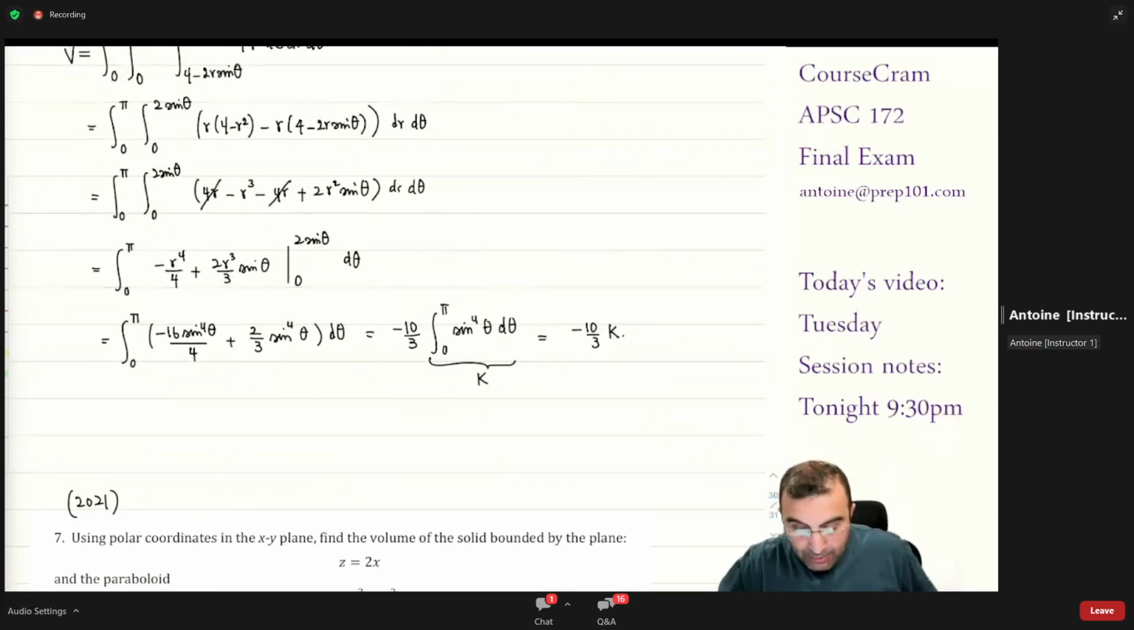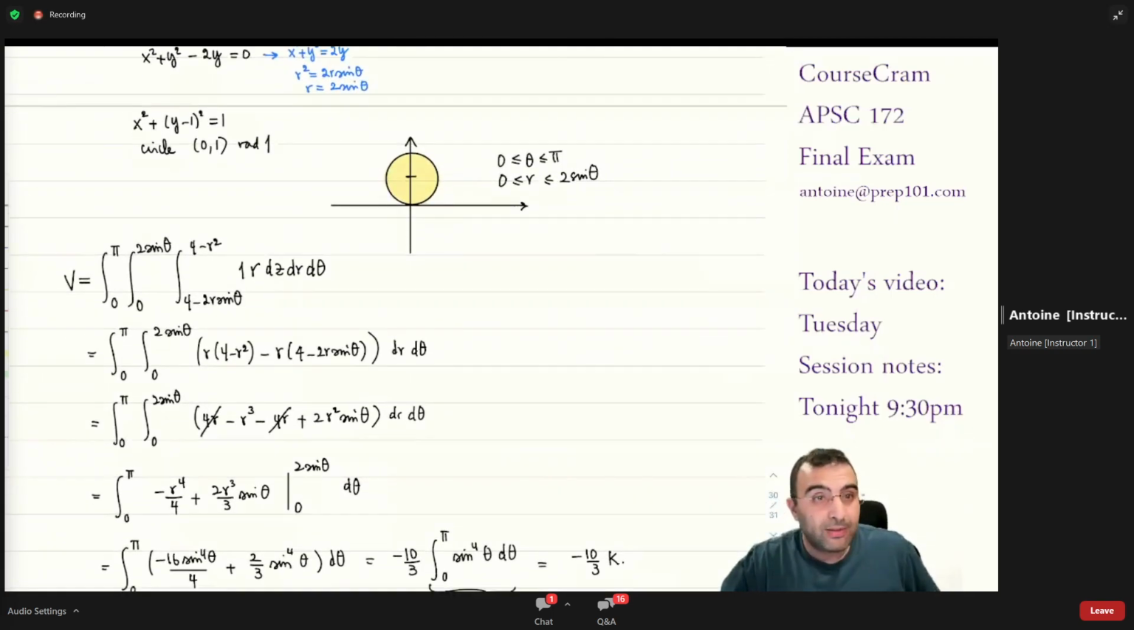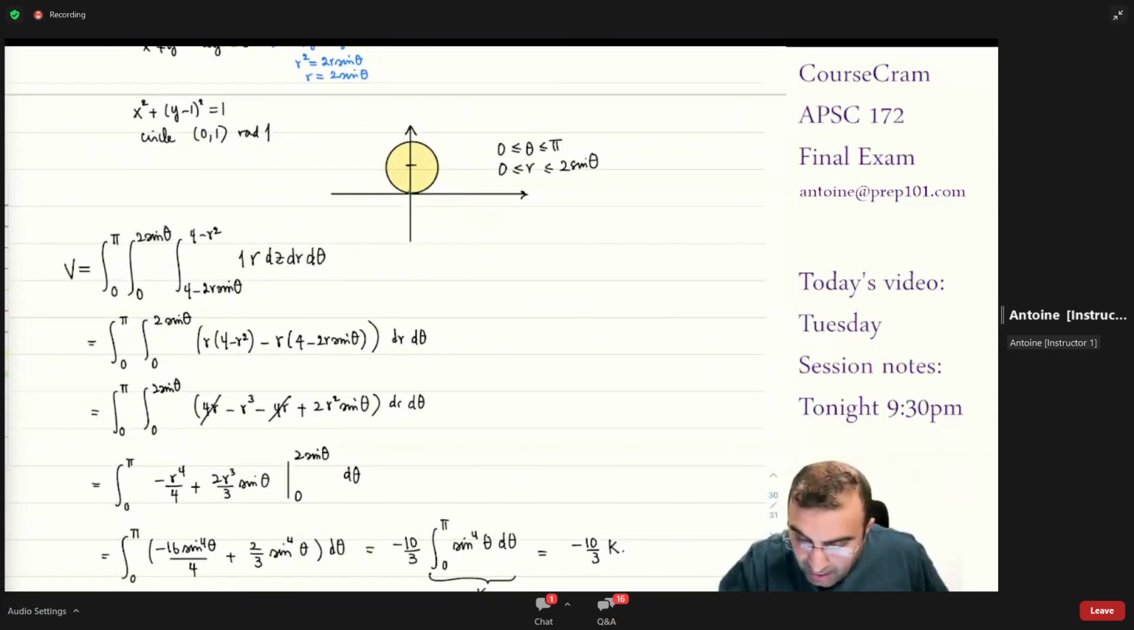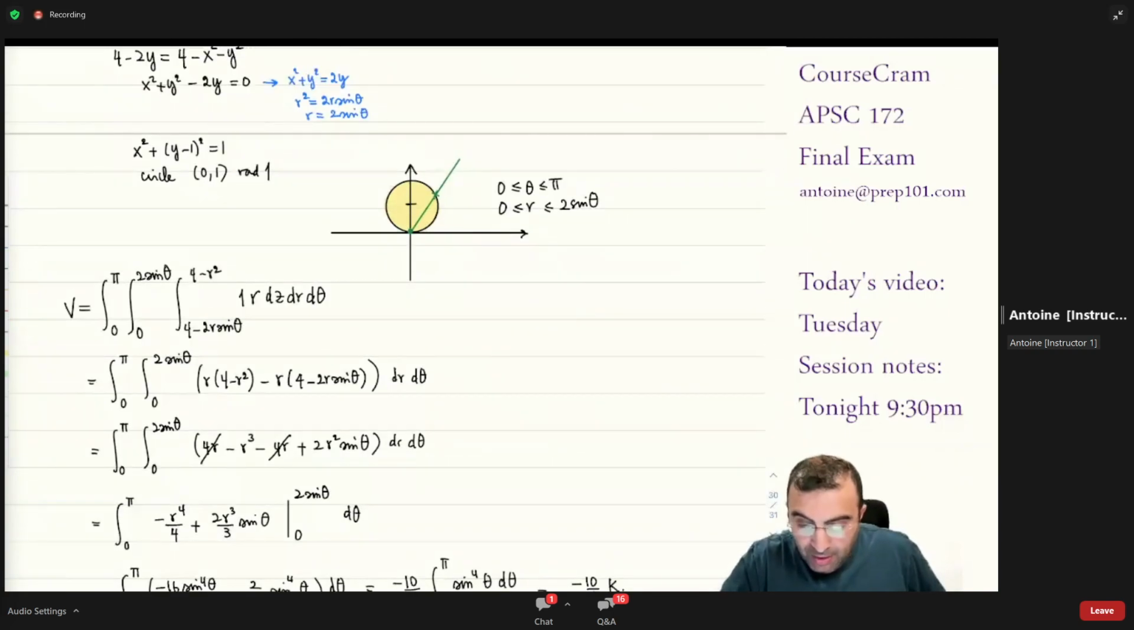How did I find the bounds for R? Not a problem, Ruben. R starts at the origin and it goes to this curve. Anywhere you draw R in your region, it goes to this curve. And what is this curve? This curve is R equal to 2 sine theta. Makes sense?